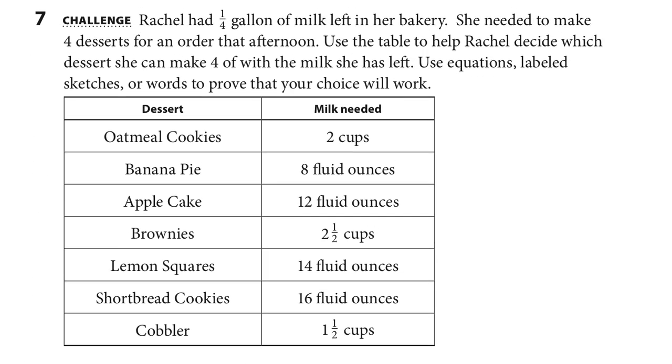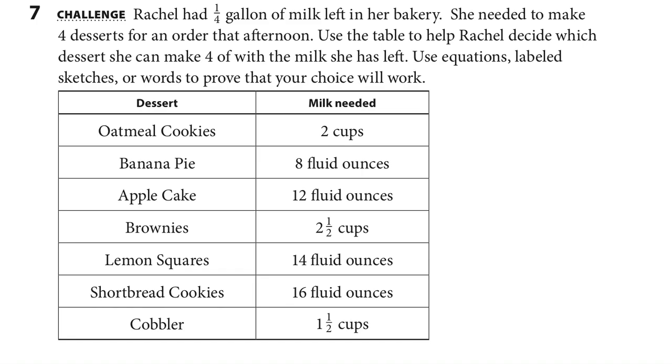Oh, I love the challenge. All right, let's read through this. Let's do a lightsaber this time, though. Rachel had 1/4 gallon of milk left in her bakery. She needed to make 4 desserts for an order that afternoon. Use the table to help Rachel decide which desserts she can make 4 of with the milk she has left. Use equations, labeled sketches, or words to prove that your choice will work.